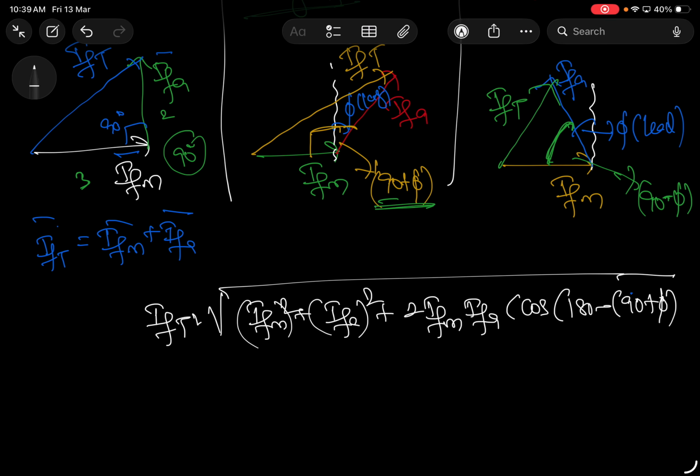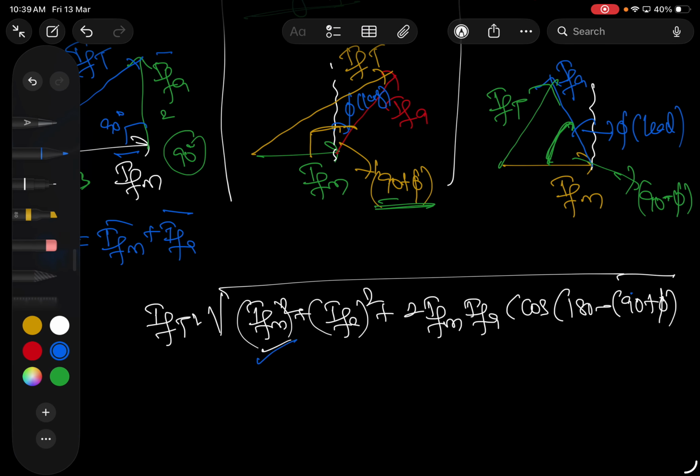So what is the conclusion here? We got IFM from the graph and IFA from the graph. Can I calculate IFT or not? What is the important thing here? 90 plus or minus phi, where plus is for lagging and minus is for leading. Intentionally I have kept 90 plus phi for lagging, and 90 minus phi for leading. So this is the formula for finding IFT.